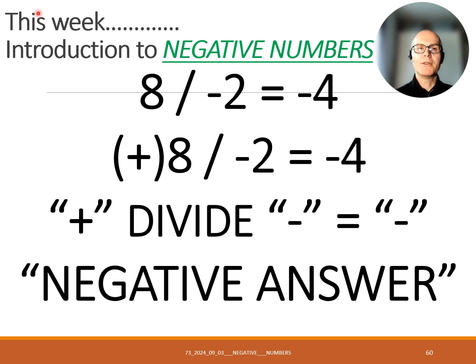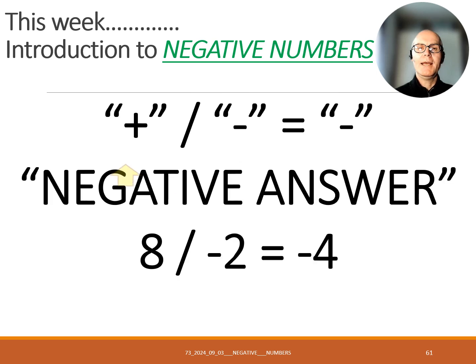It doesn't matter whether the negative number is on the top or on the bottom of the division. In this case, we have positive 8 divided by negative 2 equals negative 4. A positive divided by a negative will equal a negative answer. Any positive number divided by any negative number equals a negative answer. Positive 8 divided by negative 2 equals negative 4.